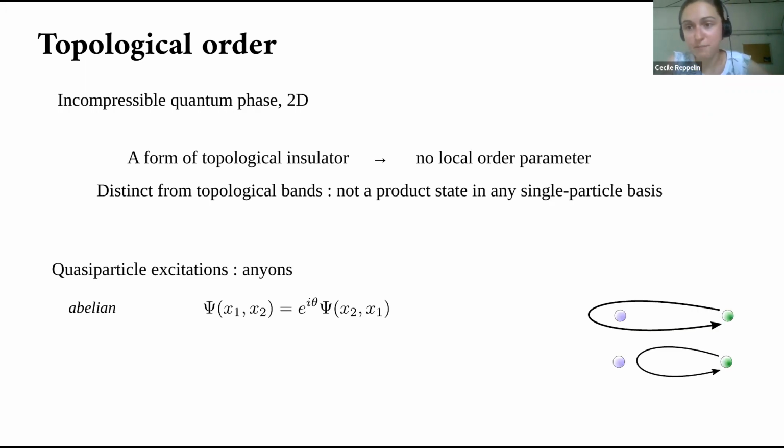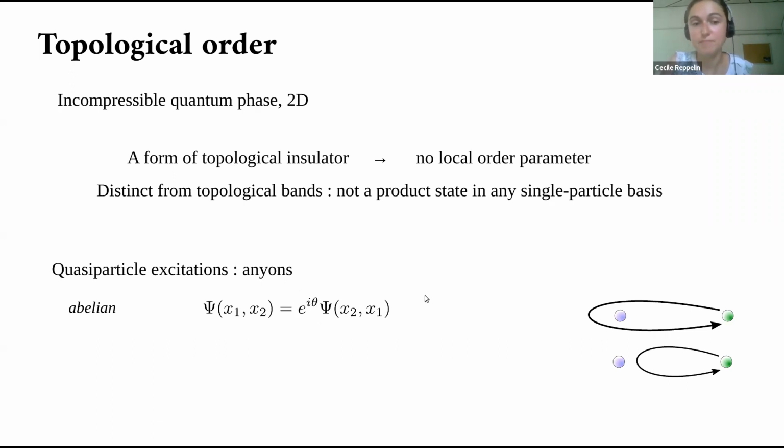And what's very specific about phases with topological order is that their excitations are fractionalized. They are anyons, so they are neither bosons nor fermions. And what this means is that their statistics is in between, is not bosonic or fermionic, but when you exchange two anyons, your wave function is going to acquire a non-trivial phase, exponential i theta here.